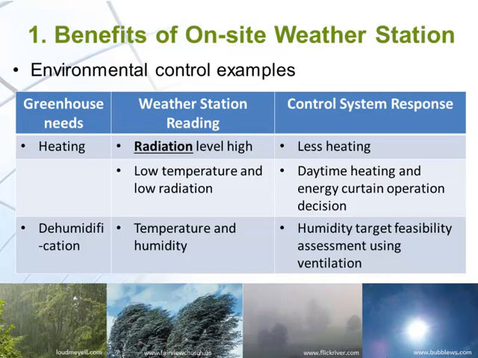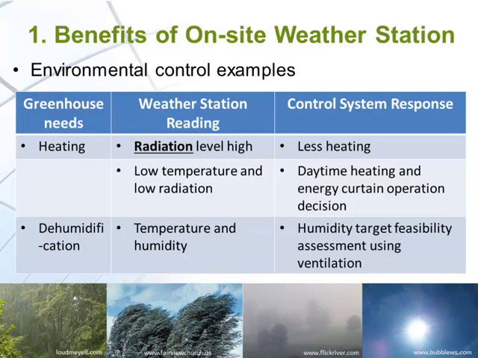The next example is on the topic of dehumidification. Outdoor temperature and humidity information is important for the decision-making process of dehumidification operation. The most commonly used dehumidification method is by ventilation, that brings in drier and cooler outside air.